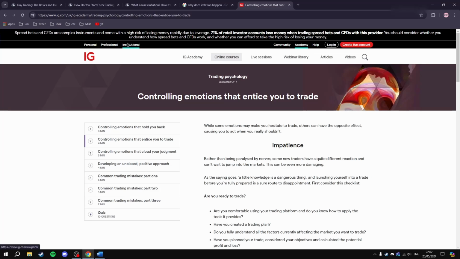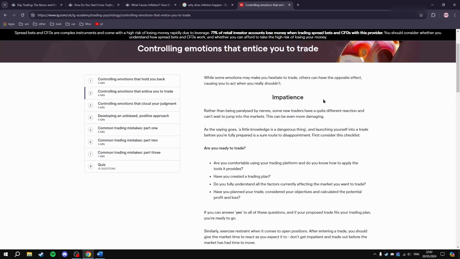While some emotions can make you hesitate to trade, others can have the opposite effect, causing you to act when you really shouldn't. Impatience. Rather than being paralyzed by nerves, some new traders have quite a different reaction and can't wait to jump into markets. This can be even more damaging.